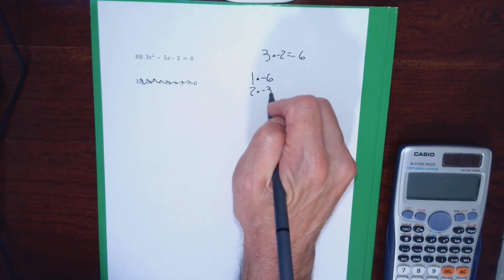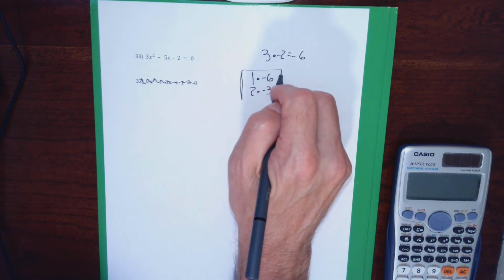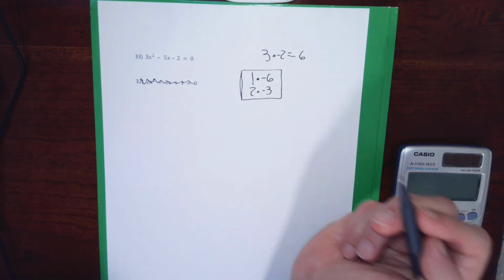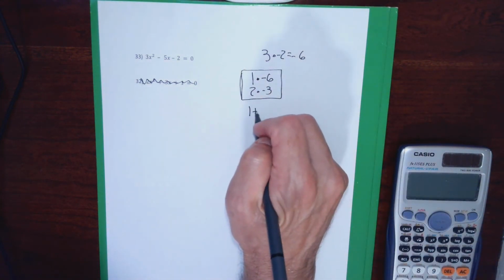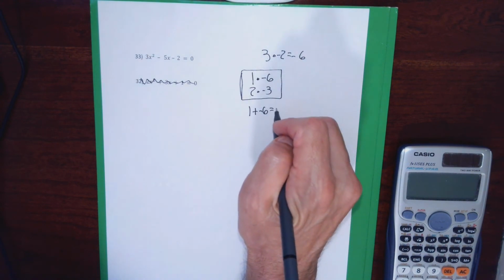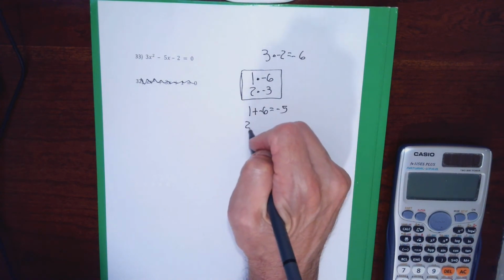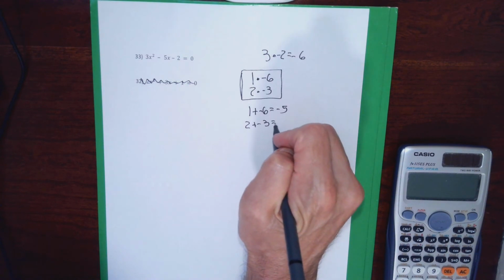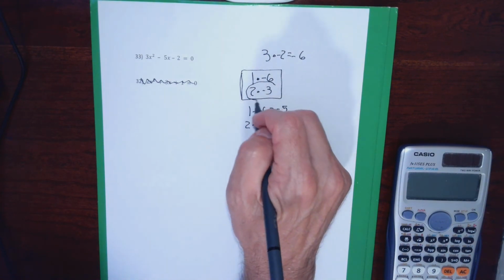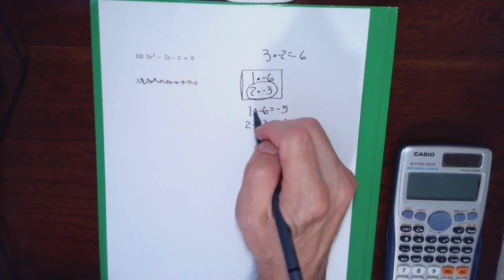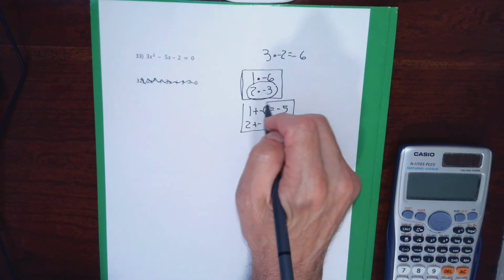Smaller number gets the plus. So my choices are 1 and negative 6, 2 and negative 3. The 1 plus negative 6 is negative 5. The 2 plus negative 3 is negative 1. So the pair I need is negative 3 and positive 2.